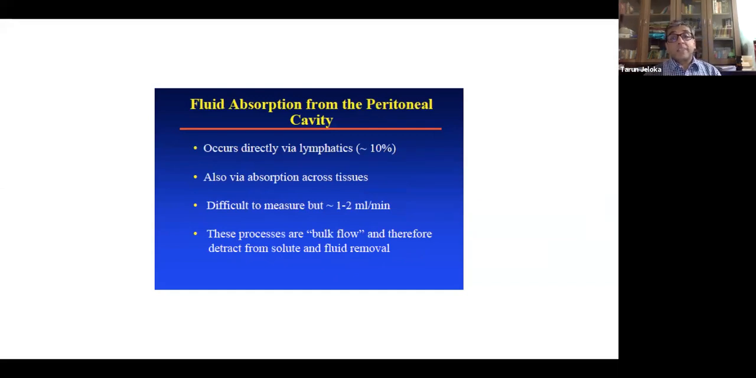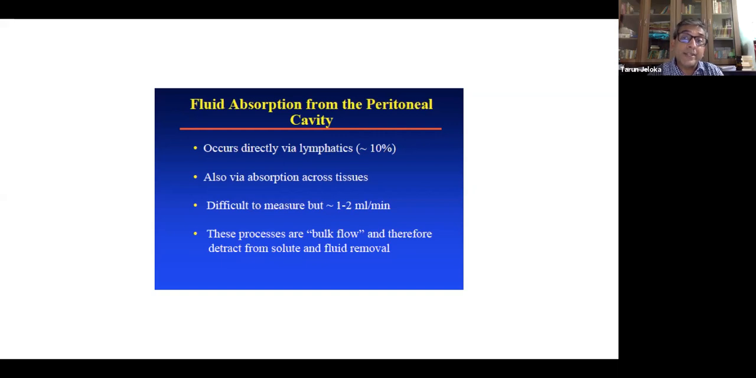Now, you have to understand that it's not a one-way mechanism. There is a small amount of fluid which may get absorbed from the peritoneal cavity back into the system as well. It predominantly occurs through lymphatics, but sometimes through the tissues as well. And you should know that absorption can occur at a rate of 1 to 2 mL per minute. That means 60 mL per hour. So at the end of 4 hours, for example, about 240 or 250 mL of fluid may be reabsorbed.